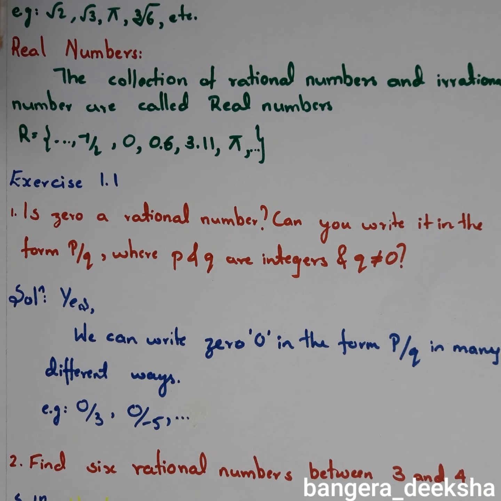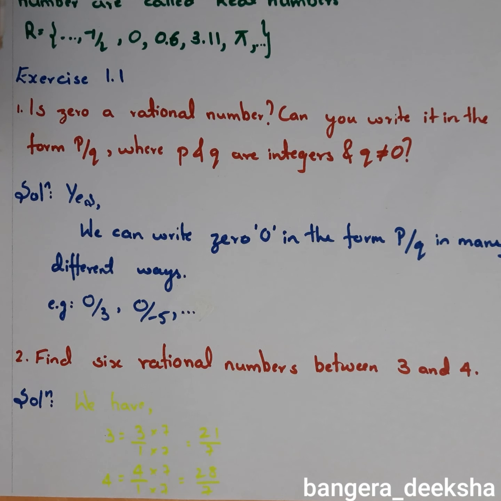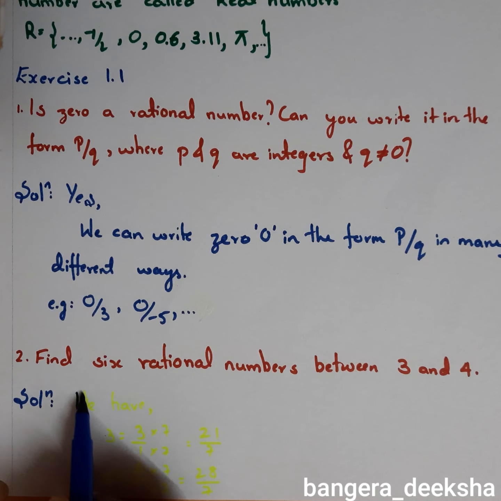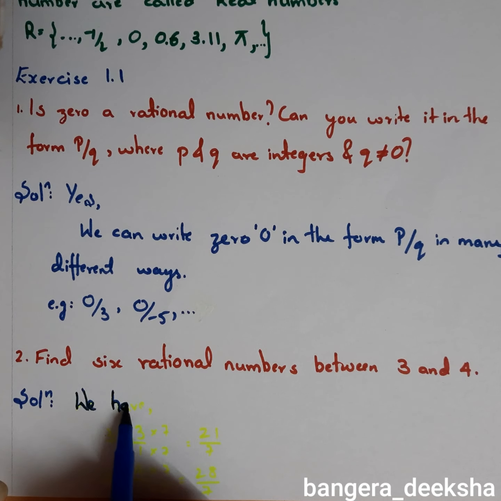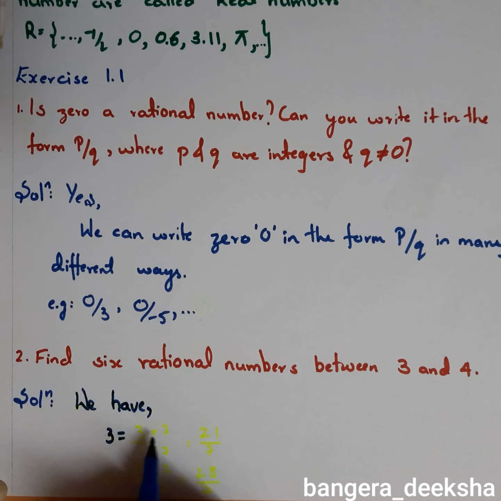The next question is, find 6 rational numbers between 3 and 4. So in the solution we'll write, we have the number 3 here. So we can write 3 is equal to 3 divided by 1, right?